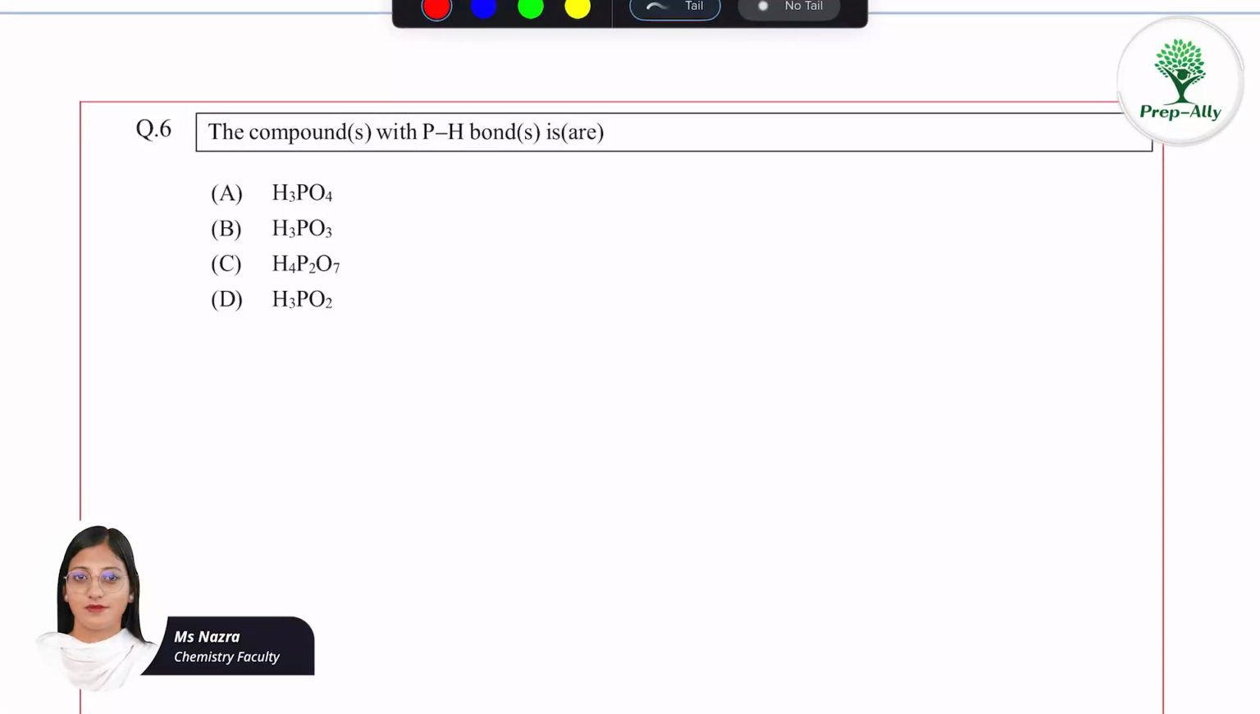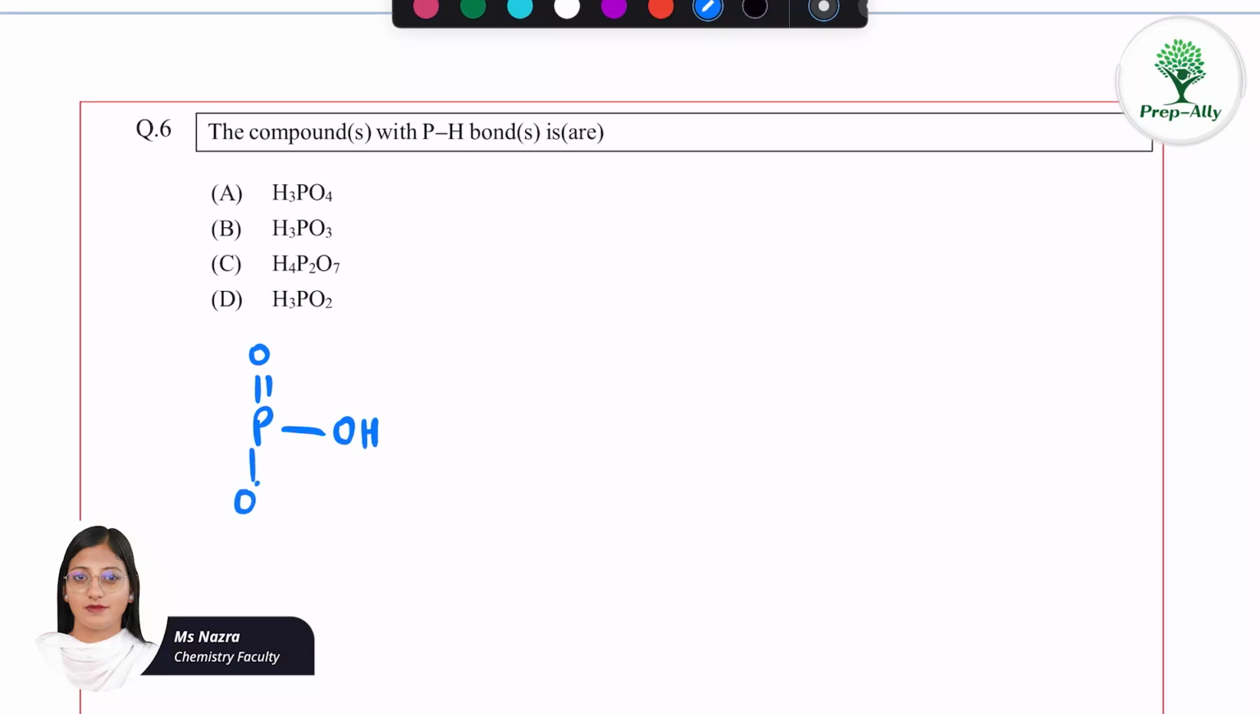This question is: the compounds with P-H bond are? As we have already done in our classroom, the first one is H3PO4, H3PO3, H4P2O7, H3PO2. I have already taken this topic of oxyacids of phosphorus, so let's see how we can use it here. For oxyacids of phosphorus, I have given some method to find out the structure.